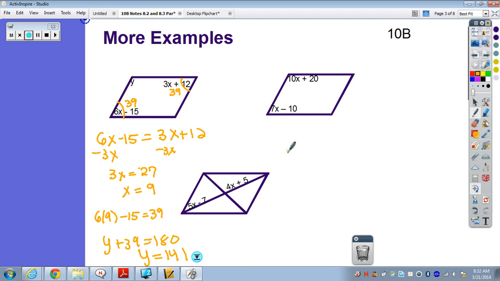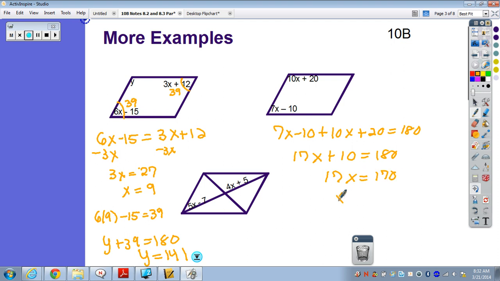Okay. In the second example, we have two angles. They both have an x in it, and they are consecutive or same side interior. So we know they add up to 180. So I'm going to add them to 180. Now, these expressions are on the same side of the equal sign, so we add our like terms, and then I'm going to solve my equation like normal. So I get 17x equals 170. I subtract 10, divide, and then x is 10.